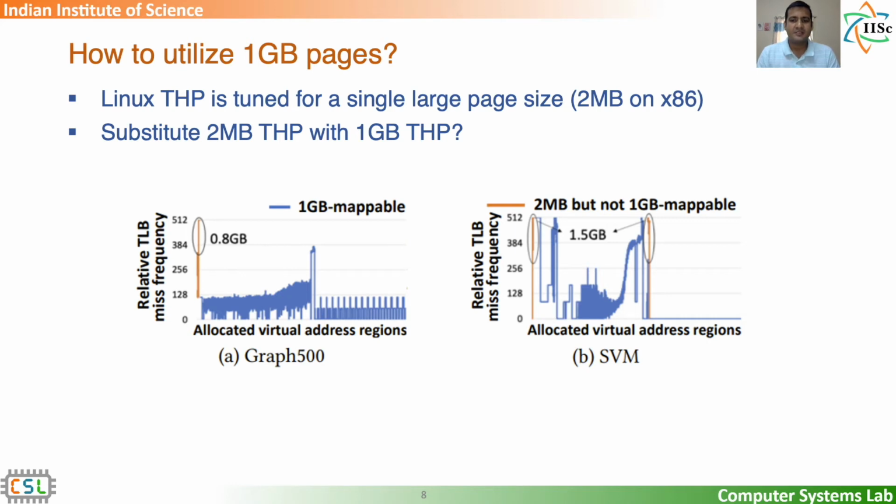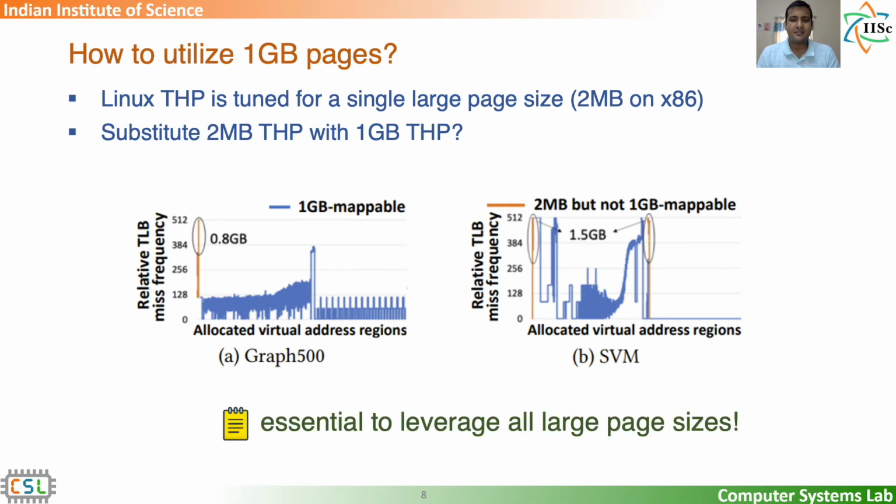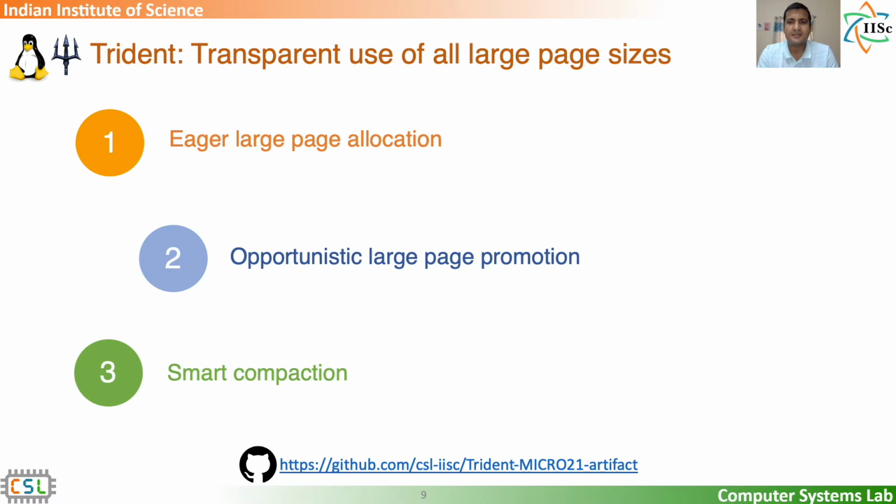So this means that we should use all large page sizes, not just the largest, even if they provide higher TLB coverage. To realize this systematically, we built Trident in Linux. Trident is basically a set of 3 enhancements over Linux, where the first 2 components deal with extending THP to a more hierarchical structure for supporting multiple large page sizes. We introduced the third component to deal with physical memory fragmentation more efficiently, especially for 1 GB pages. Let's look at these components one by one.